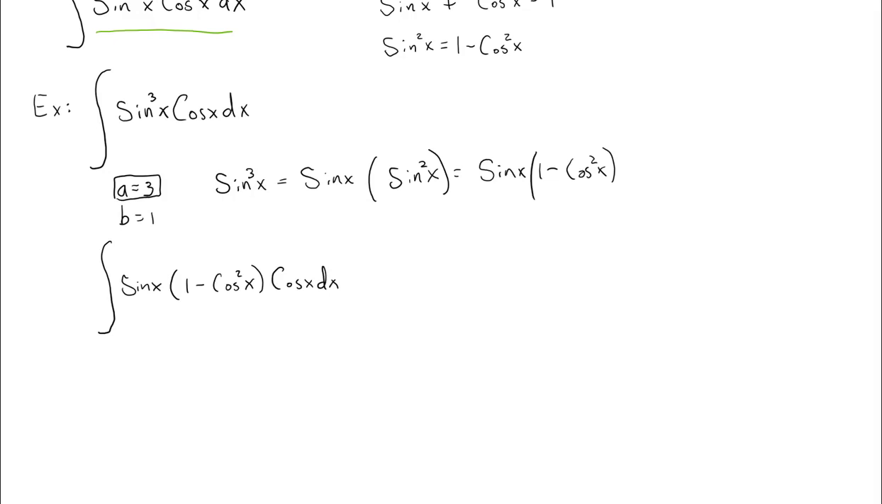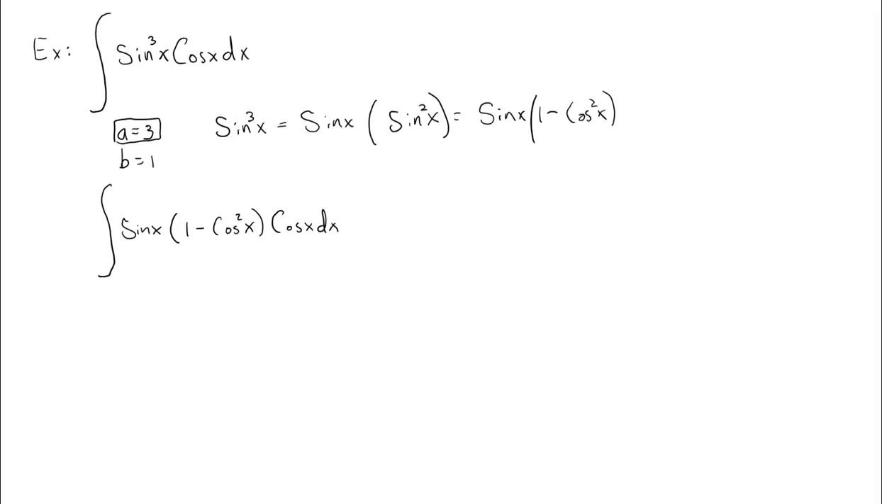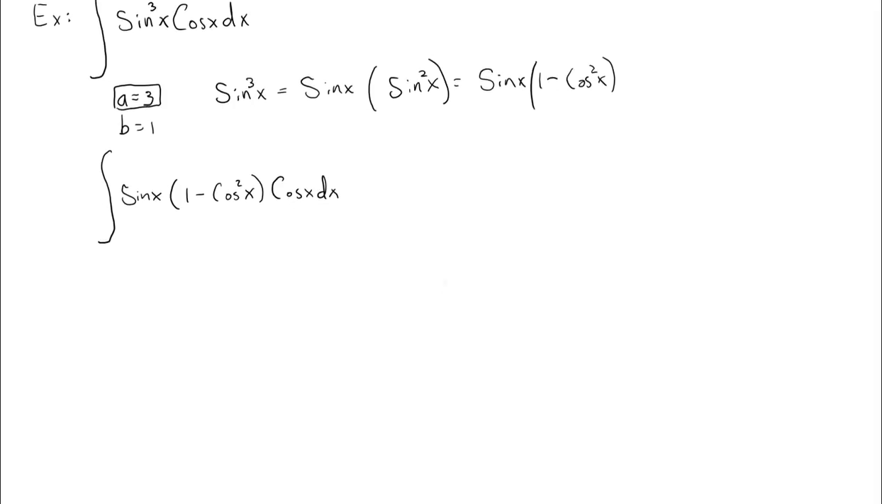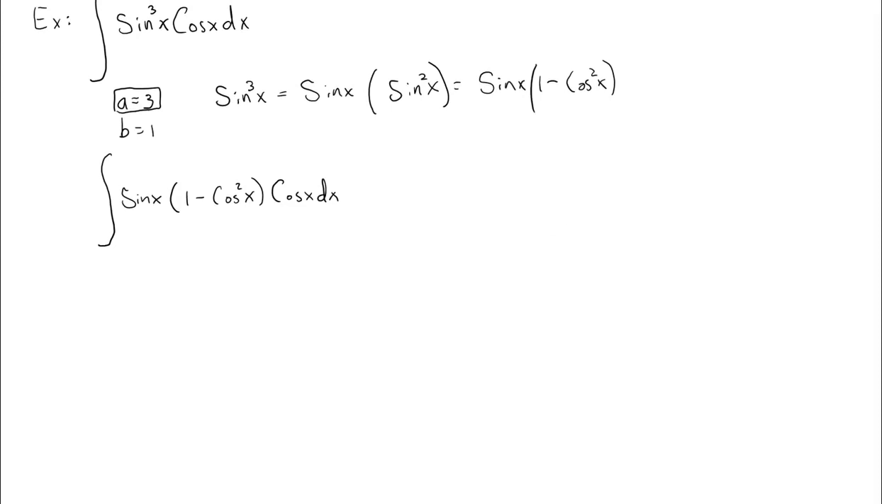Now what we do is use our u substitution to our benefit. So we're going to do u equals cosine of x. And so du is equal to minus sine of x dx. And notice that we're doing a u substitution of cosine because the cosine is right here.